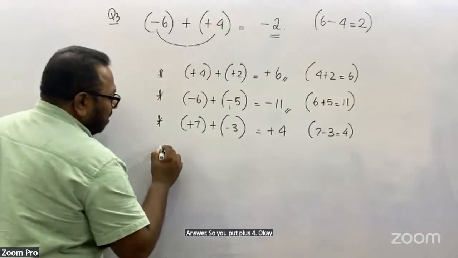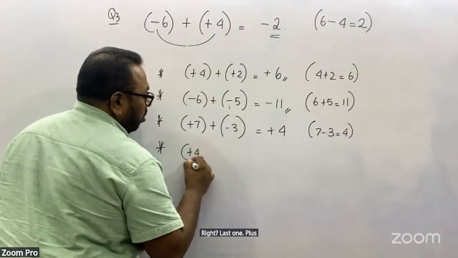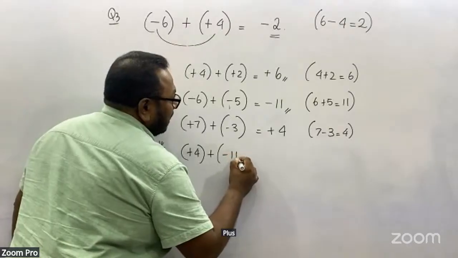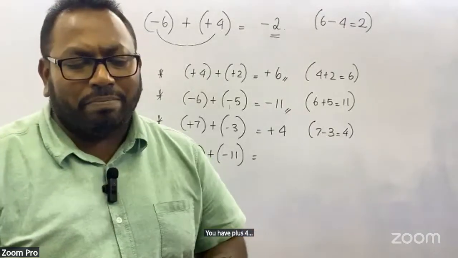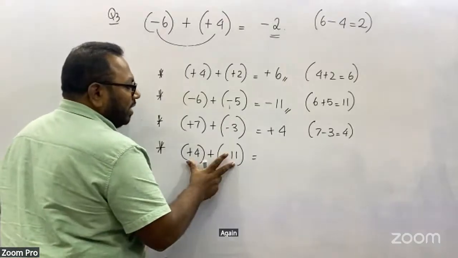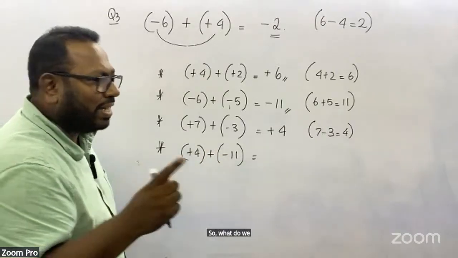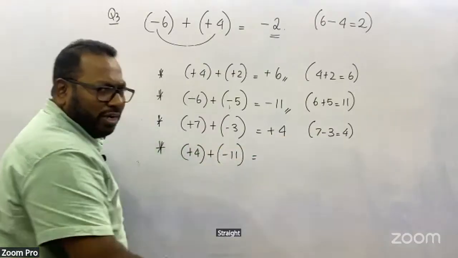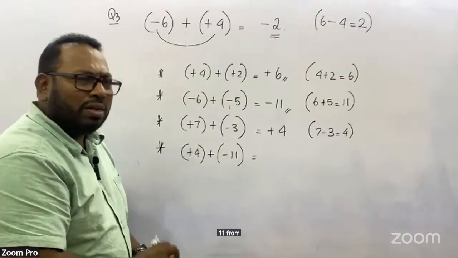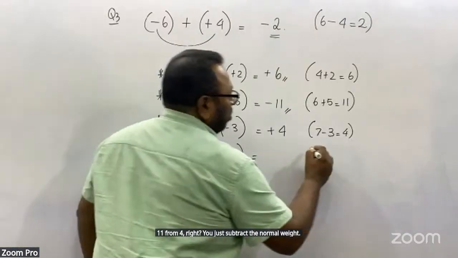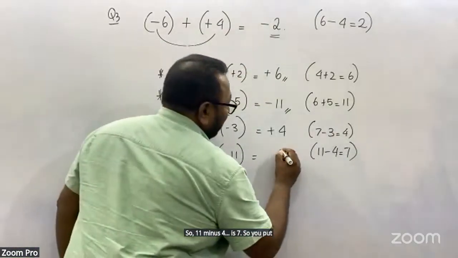Then lastly, the last one: plus 4 plus minus 11. Now what are you going to do? You have plus 4 plus minus 11. Again, you're adding two numbers, but the signs are different. So what do we do when the signs are different? You subtract straight away. Don't worry about this being 11 and this being 4. You must be thinking, how can I subtract 11 from 4? You just subtract the normal way, 11 and 4. So 11 minus 4 is 7. So you put the 7 here.